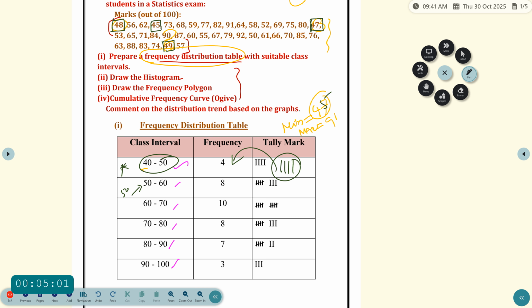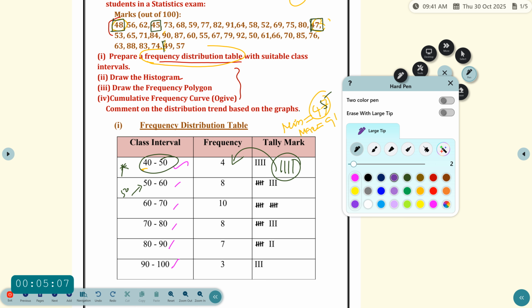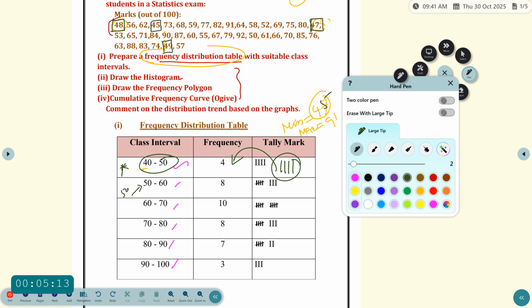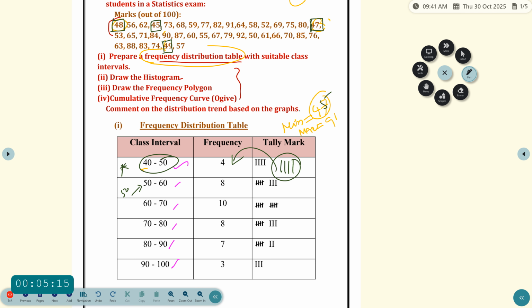The green color table gives the observations which lie between 40 and 50, and that is over. Now we are going to count the number of data that lie between 50 and 60. Let us count the data from 50 to 60.